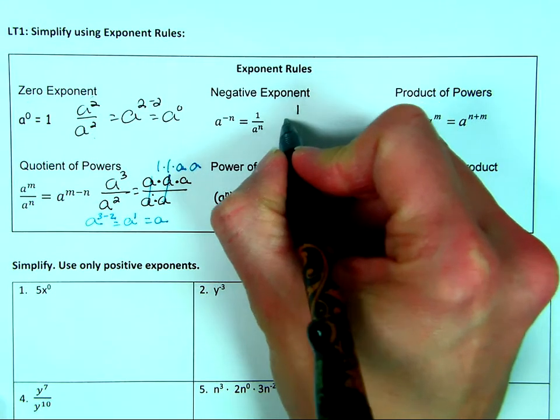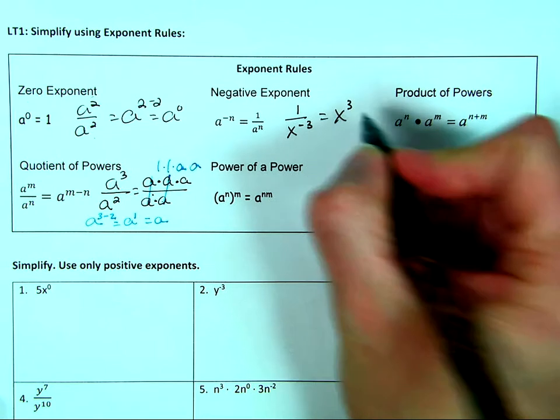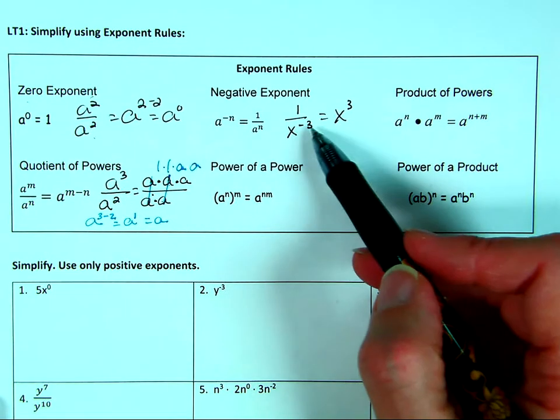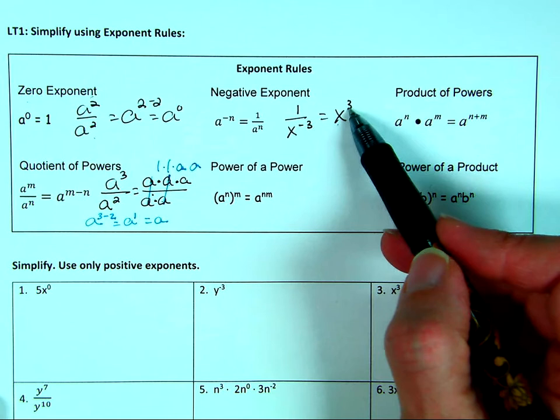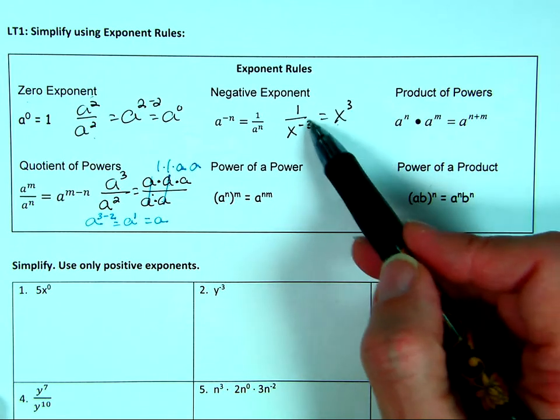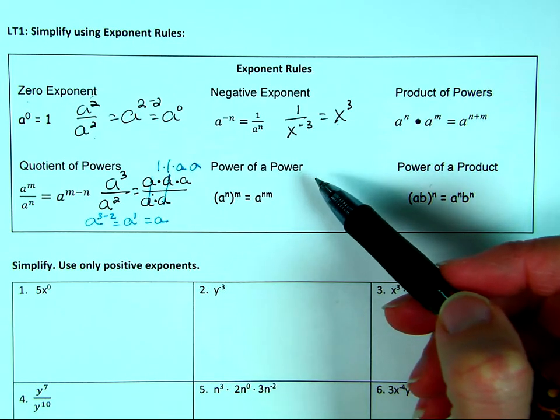If I had 1 over x to the negative 3, that's the same thing as x cubed. Notice the x, the base, stayed the same. The 3 stayed the same. It's just that when I moved it up, the negative went away. So a negative exponent just means that if it was moved to where it's not, numerator or denominator, it would be positive.